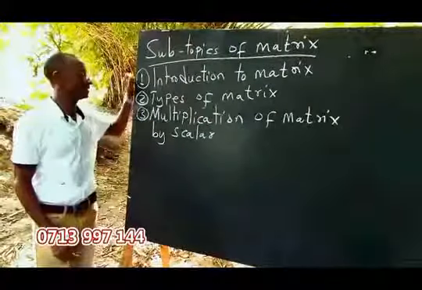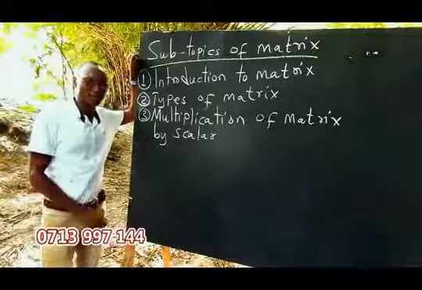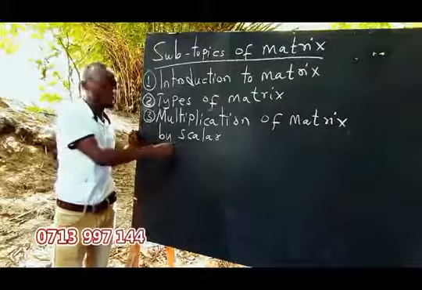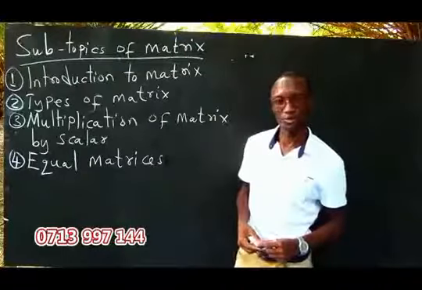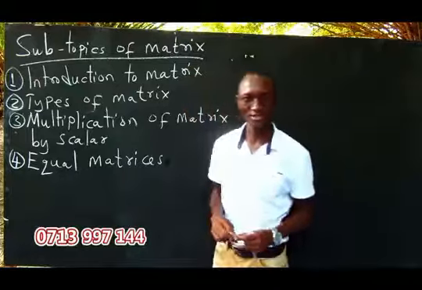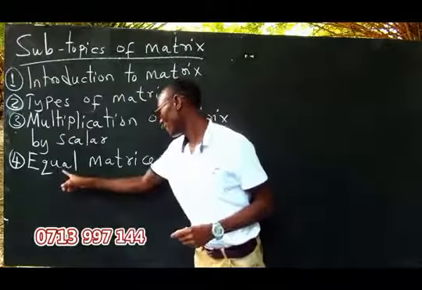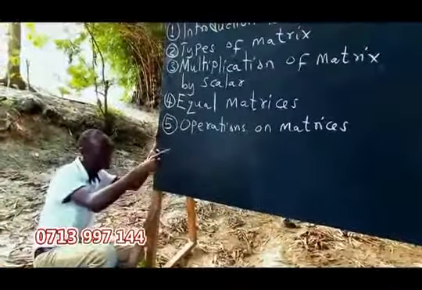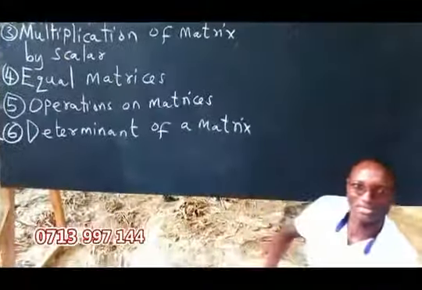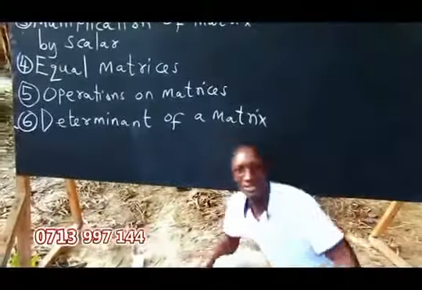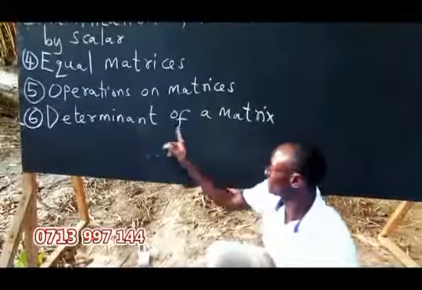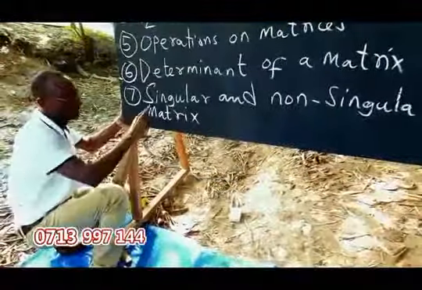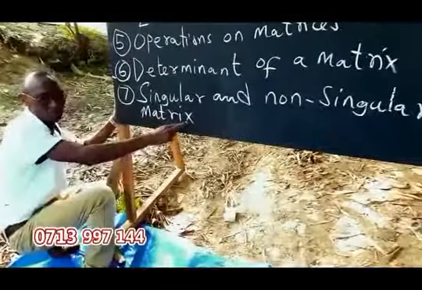Subtopic number 3 is called multiplication of matrix by scalar. Subtopic number 4 is called the equal matrices. Number 5 is the operations on the matrices. Number 6 is called the determinant of a matrix. Number 7 is called the singular and the non-singular matrix.